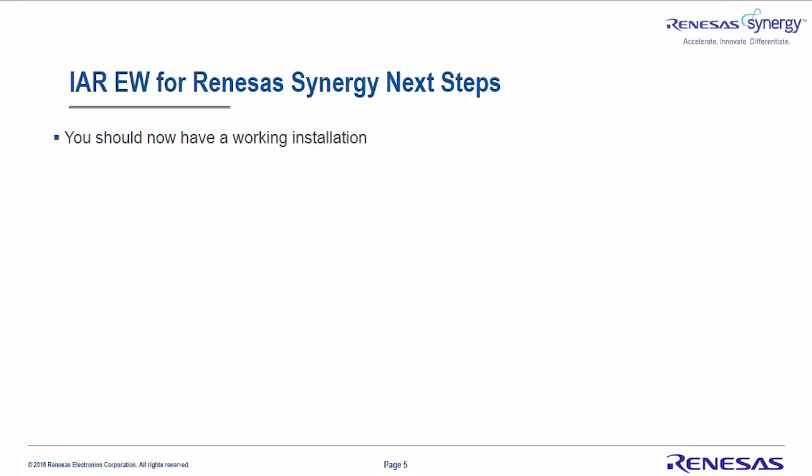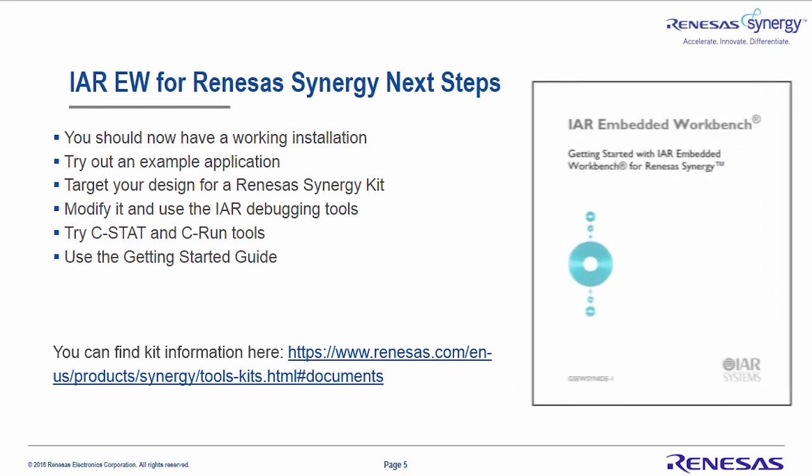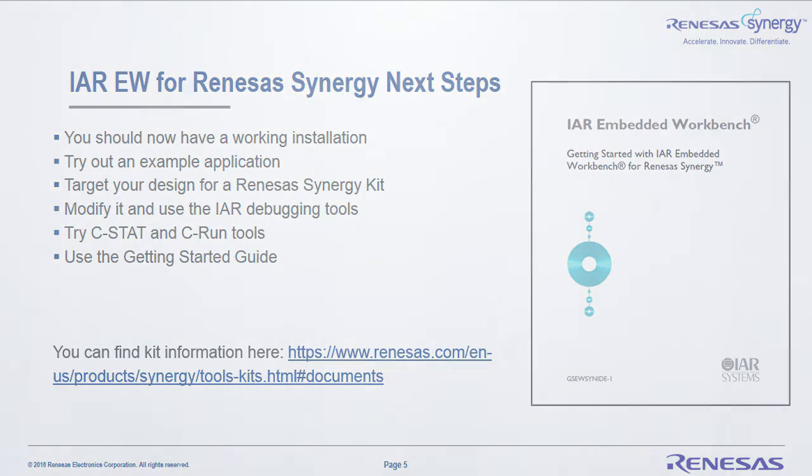You should now have a working installation of the powerful IAR Embedded Workbench for Renesas Synergy running on your computer. You probably want to try out an example application. If you have a Synergy kit, just plug the kit into your computer and compile and run a simple project, like Threaded Blinky, available as a template when you create a Synergy project. Then, try to make a simple modification, perhaps to change the blink frequency. And then use the debugging tools, or C-STAT or C-RUN. You can read the Getting Started guide that was included with the installation to learn how to use the advanced capabilities of IAR Embedded Workbench for Renesas Synergy on your next design. Don't delay. Start today.